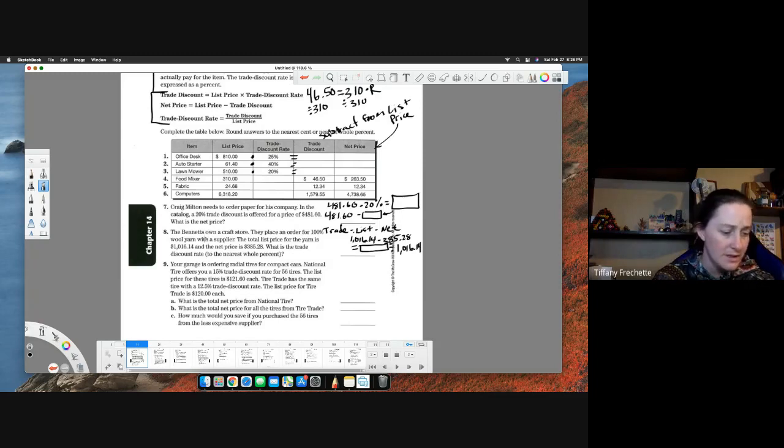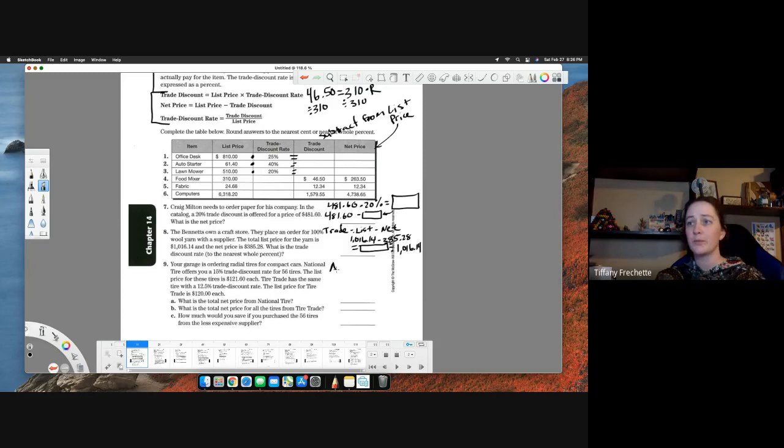All right, so same exact idea on number 9. The only difference is you're going to do it for 2 companies. So your garage is offering radial tires for compact cars. National Tire offers you a 15% trade discount rate for 56 tires. The list price for these tires is $121.60 each. Tire Trade has the same tire with a 12.5% trade discount rate. The list price for Tire Trade is $120 each.